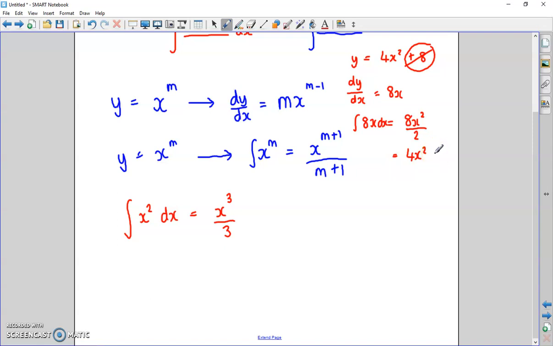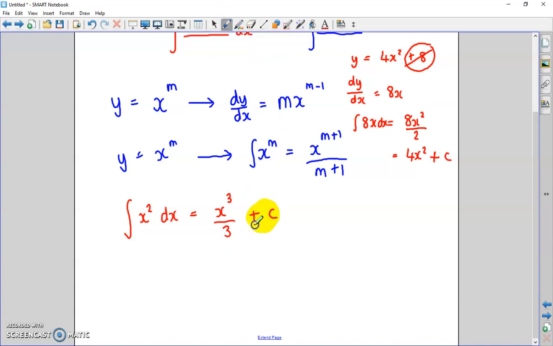How would I know that it's 8 and not anything else? Because it literally could have been anything. But just in case there was a number there, we have to add on what's called a constant of integration. It's a plus c. Sometimes you get given information to work out what the plus c is. Sometimes you don't. Sometimes it doesn't matter. But you must, when you integrate, include this plus c on the end.